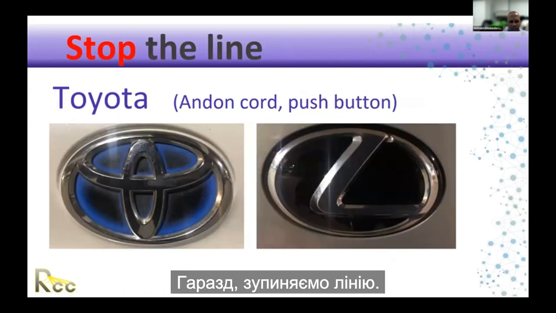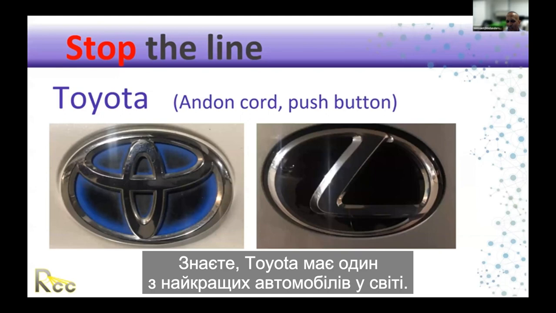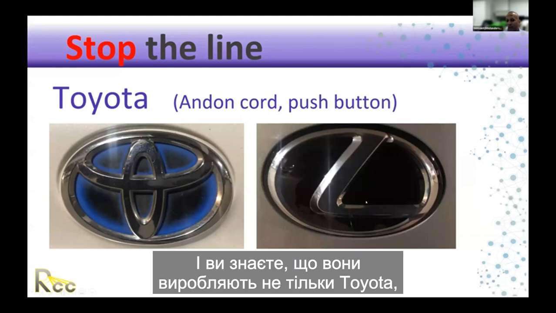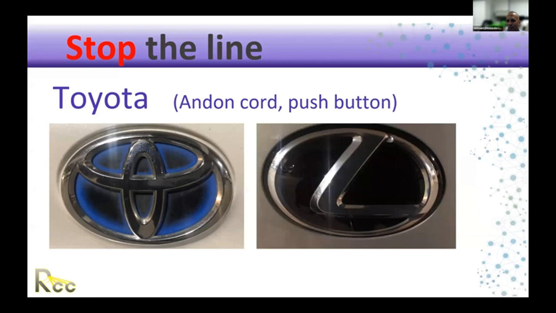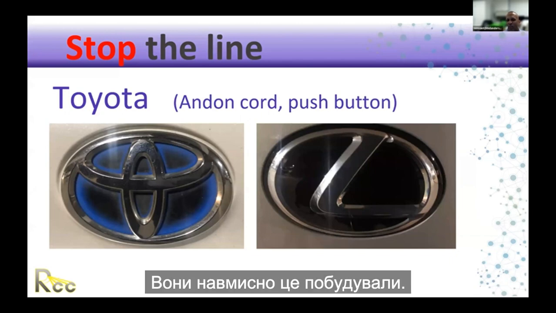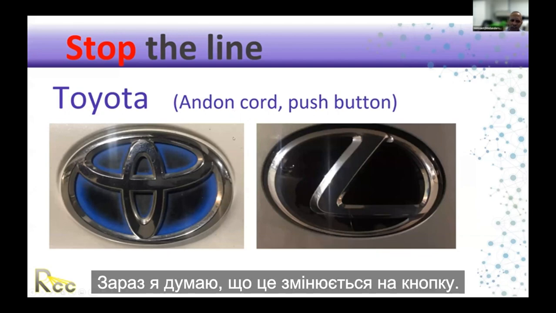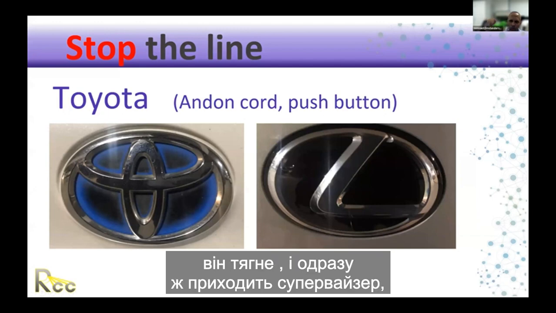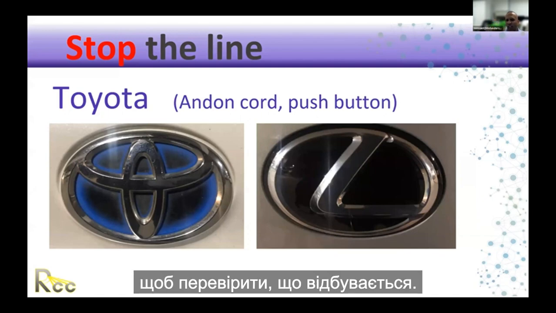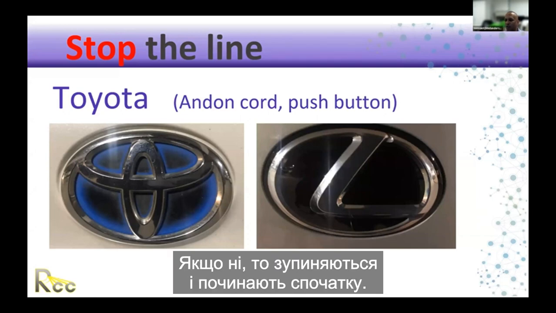All right, stop the line. Stop the line was created by Toyota. Toyota is one of the best cars in the world, and they build Lexus too. It's one of the top cars for durability and comfort, but it just didn't happen out of a vacuum. See, safety is no accident. They intentionally built that. They have what's called a cord. Right now, I think they changed it to a push button. When someone on an assembly line sees some kind of error, they pull the cord and right away the supervisor comes in to check what's going on. If they're able to solve it, they move on. If not, they stop and start over.